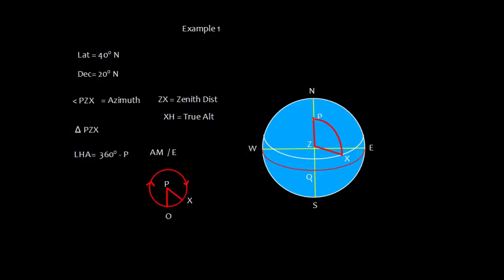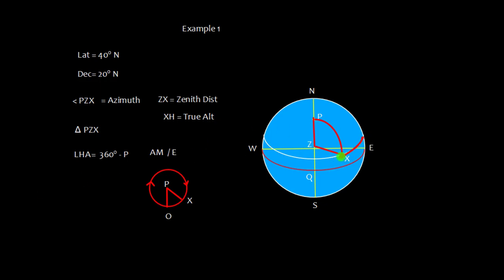Now let's talk about some examples. Suppose latitude is 40 degrees north. So here we need to show the north pole here, and you need to mark WQE, which you have marked here. So the Q to Z is 40 degrees. Obviously all the arcs are 90 degrees. If it is 40 degrees, this is going to be 90 degrees. This is 40 degrees. And the declination is 20 degrees north. So this is 40 degrees. The declination here is 20 degrees north.